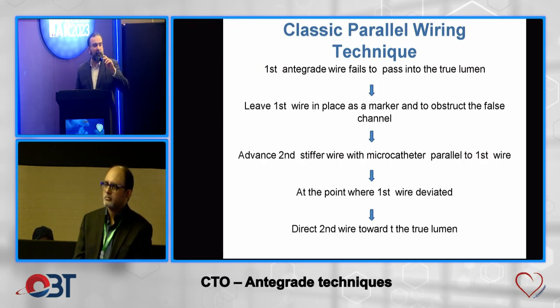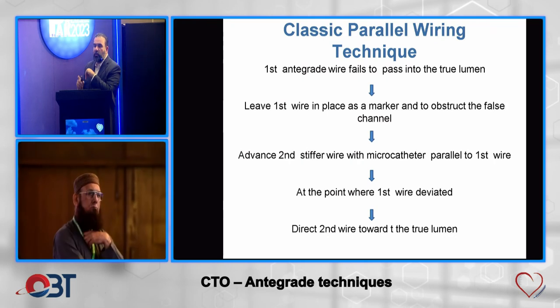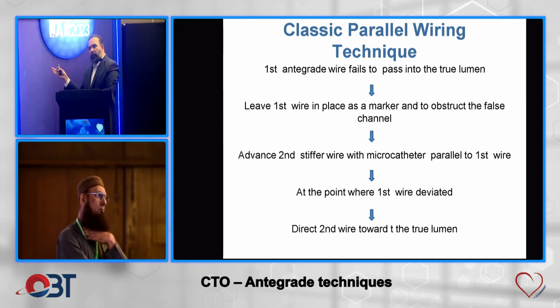So this is your classic parallel wire technique, which he talks about. In it, you try and get into the true lumen, you try the first wire. If the first wire gets stuck in the plaque, you go ahead and take a second wire with a different property and go alongside it. Now obviously you need a distal injection to show you exactly where to go. And there you can stay away from the first wire and direct the second wire to the true lumen.